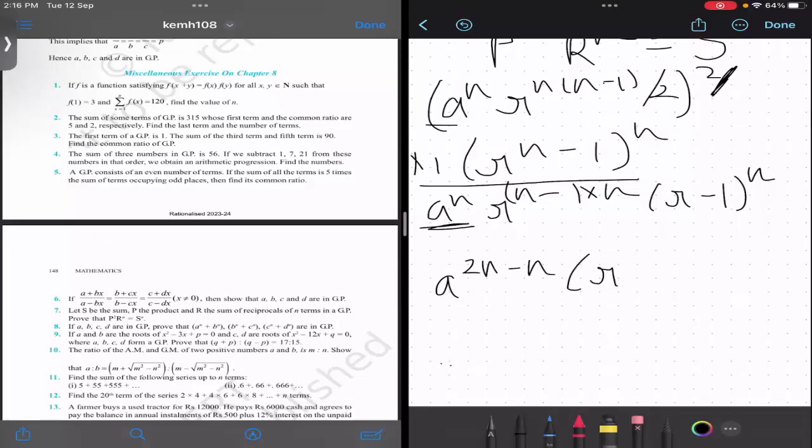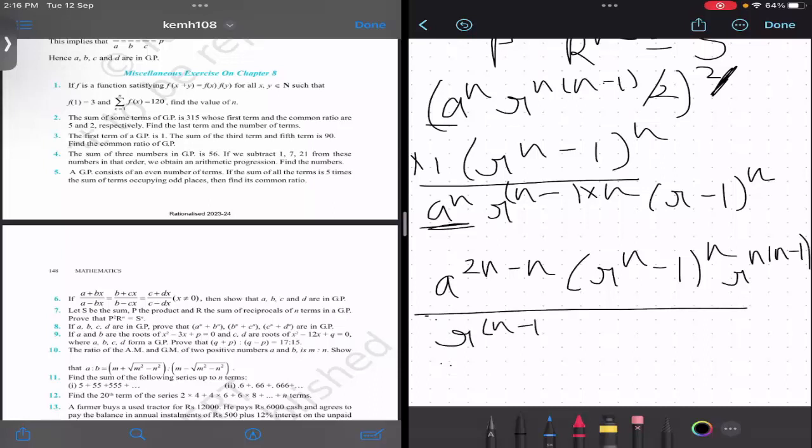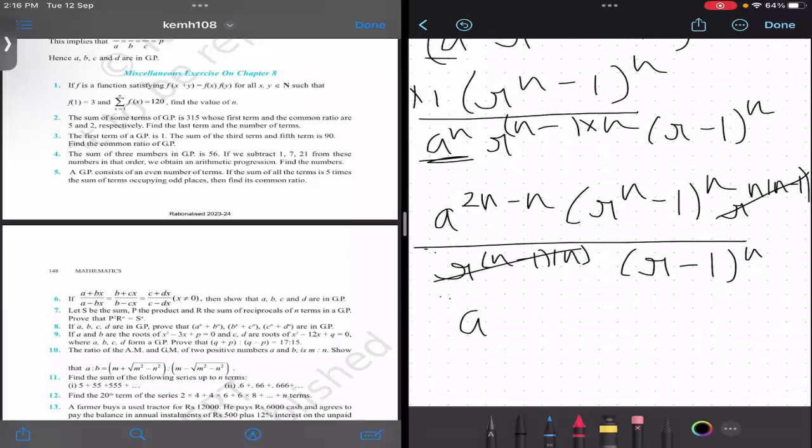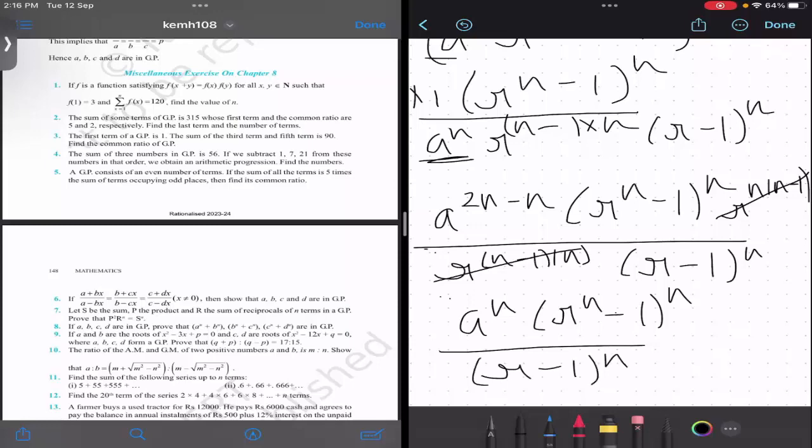Here you would have (r^n − 1)^n for the numerator, and then you would also have r^(n(n−1)). In the denominator you would have r^((n−1)n) and (r − 1)^n. These cancel, and finally you have a^n (r^n − 1)^n upon (r − 1)^n.